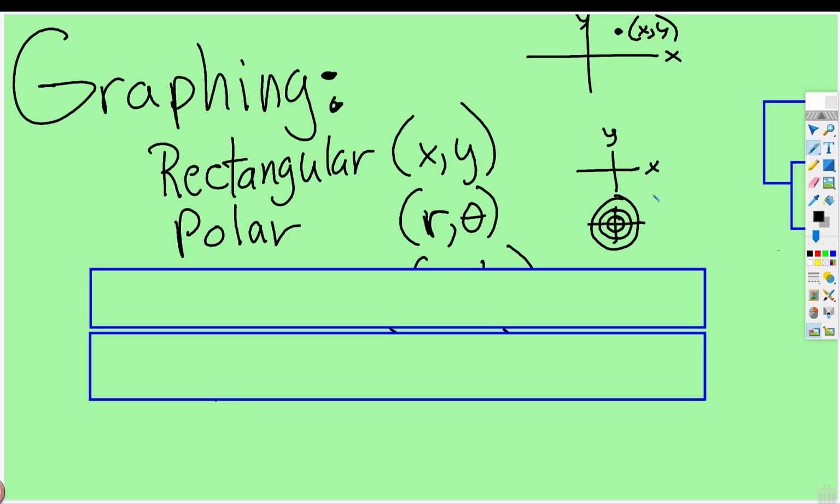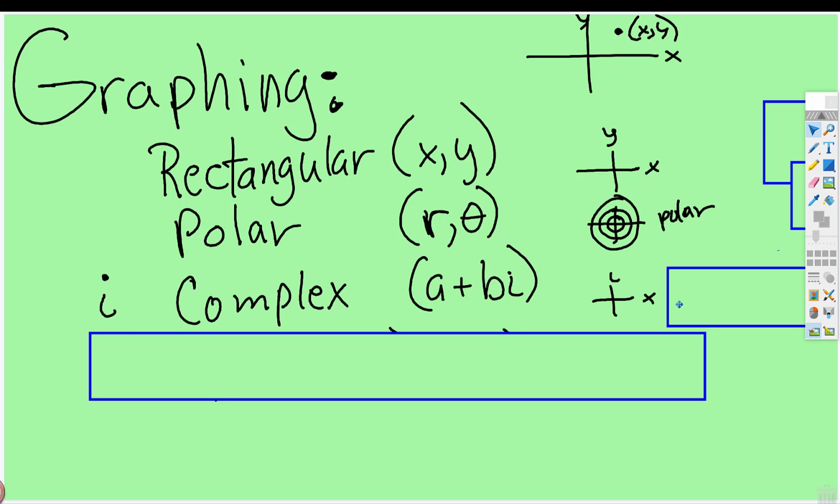and they will get plotted on a polar graph, which looks like a coordinate plane, but with circles also on the graph, indicating radius and angles. And then the complex form, instead of the y-axis, the imaginary i serves as the y-axis. And then we have the x-axis, and it's in this form. A, think x. Bi, think yi. If you think about it that way, it'll make it easier to graph.